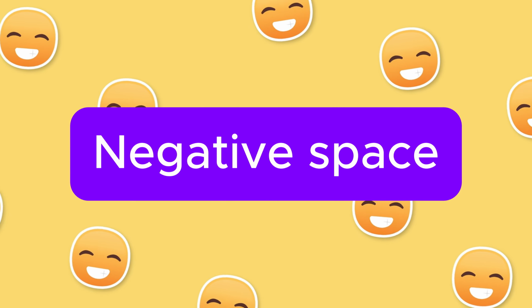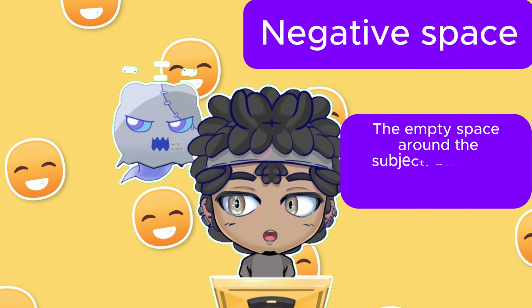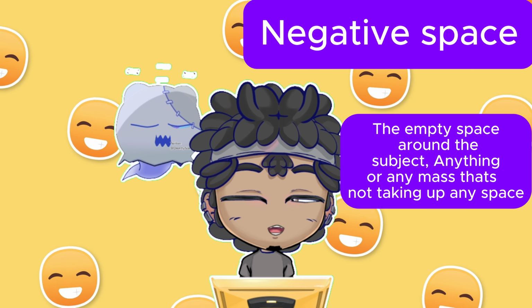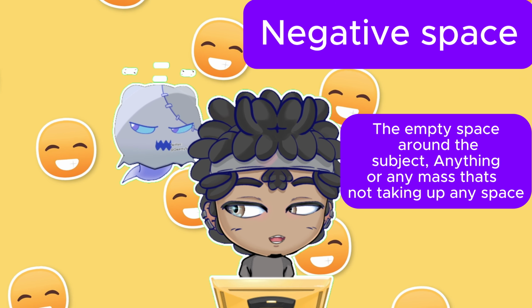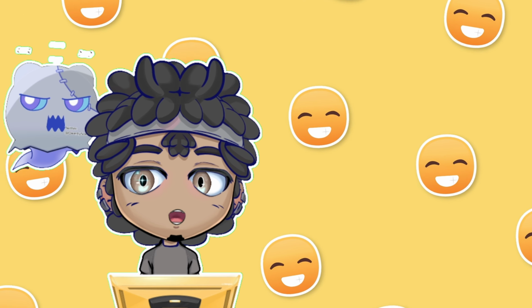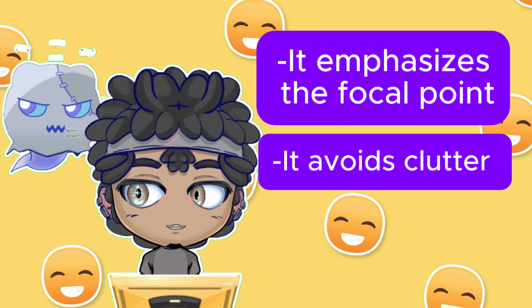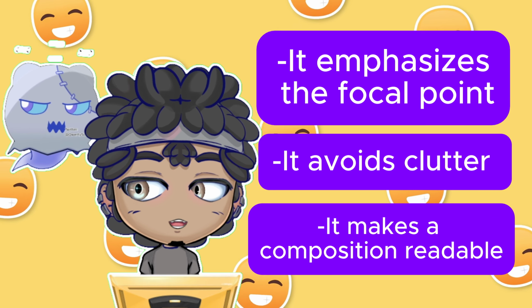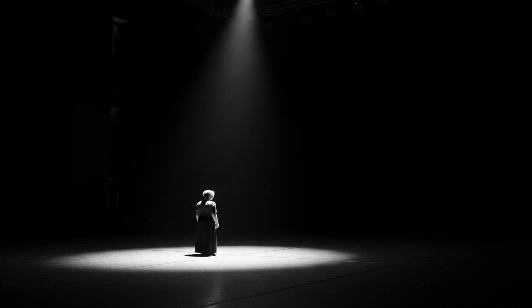Now, negative space is also a form of composition. For those who don't know, negative space is the empty space around the subject, so any mass that's not taking up any space. Good negative space emphasizes the focal point, avoids clutter, and makes the composition readable. For example, a single character standing in a large open sky. The empty space makes the character feel important.